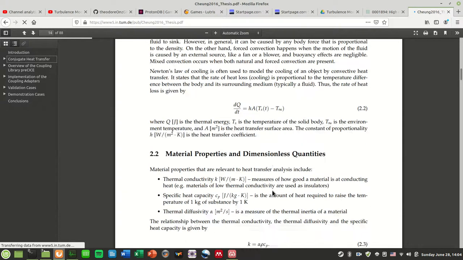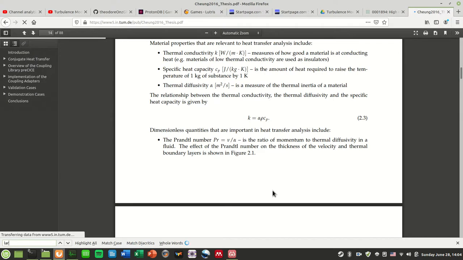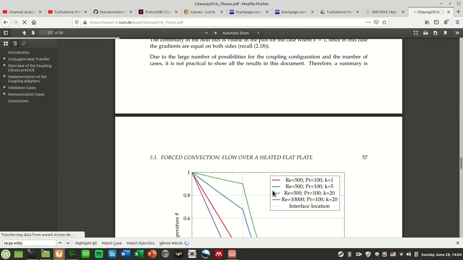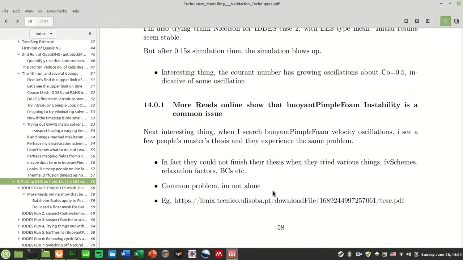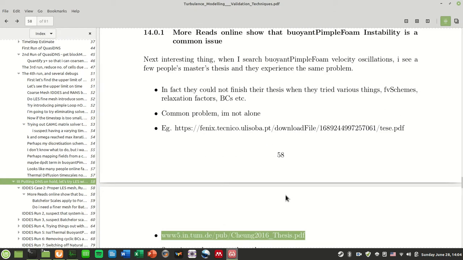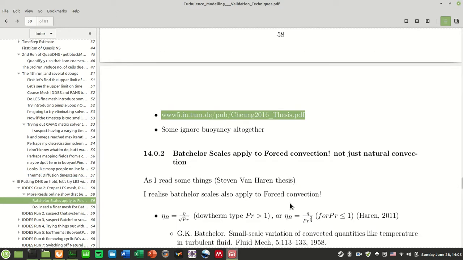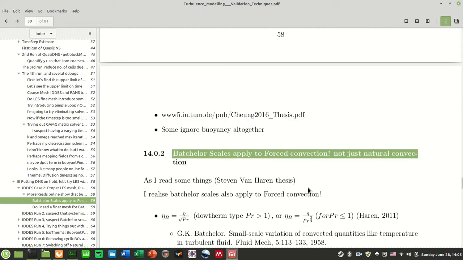We have a heat transfer case. So okay, all of these show that buoyantPimpleFoam does give you some problems. The solver seems unstable for this issue. And as I kept reading, I realized something. Actually, Batchelor scales apply to forced convection, not just natural convection. And I was like, oh no.